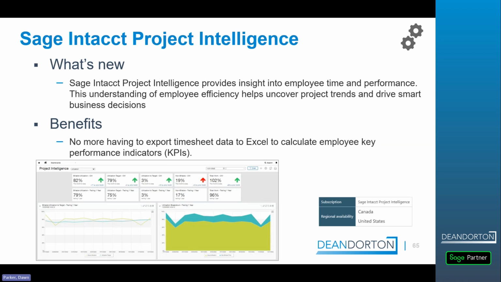Sage Intacct Project Intelligence provides insight into employee time and performance. This understanding of employee efficiency helps uncover project trends and drive smart business decisions. If you're currently exporting timesheet data to Excel to calculate employee KPIs, you can switch to Project Intelligence to eliminate manual processes and get quantifiable metrics faster.